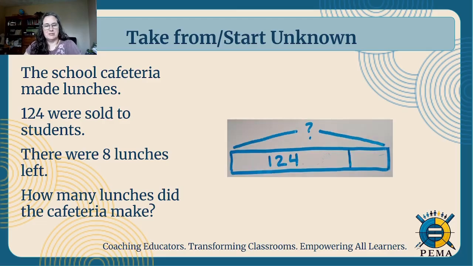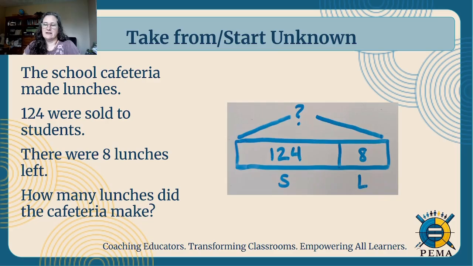I'm going to move that question mark to the outside when I learn that I have to break it up into parts. And the first part I learn about is that 124 were sold to students, so they got eaten. I also learned that there are 8 left. Notice in this example, I added labels to my tape. It can sometimes help kids keep track of what the different parts are.